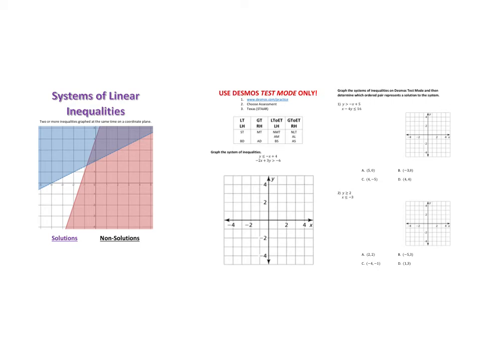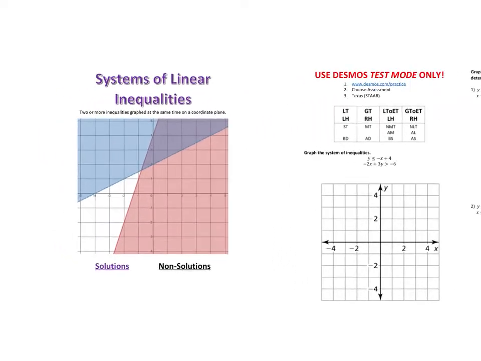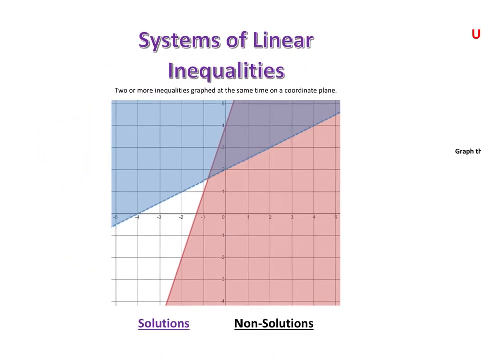Last class you learned about linear inequalities, and now we're going to combine linear inequalities back with systems of equations to make systems of linear inequalities. So this is what a system of linear inequalities might look like. Just like a system of equations was two or more lines at the same time on a graph, a system of linear inequalities is going to be two or more inequalities graphed at the same time on a coordinate plane.